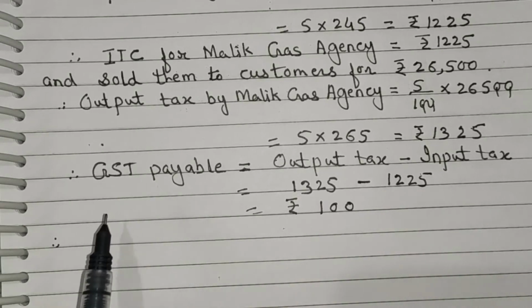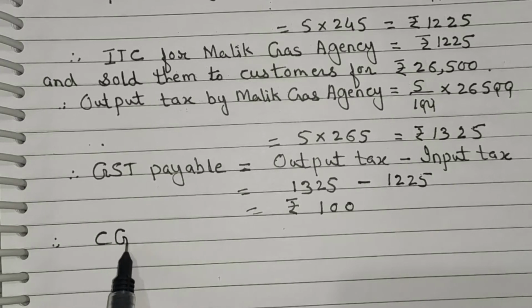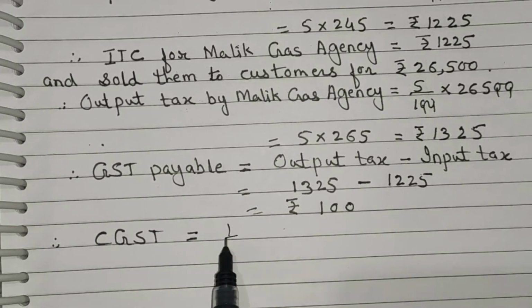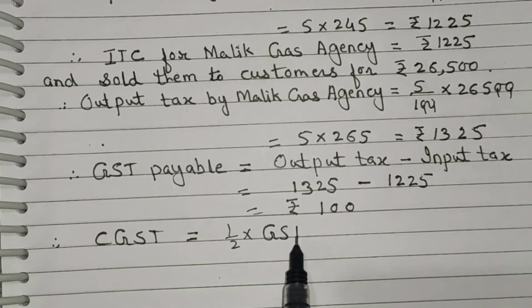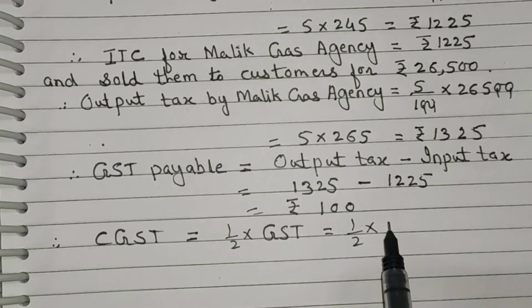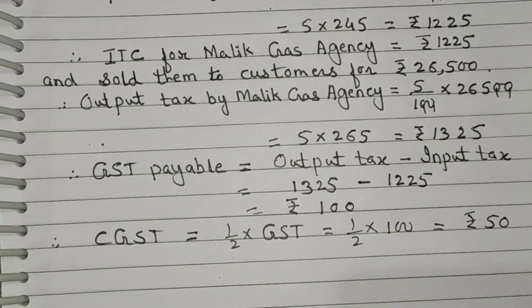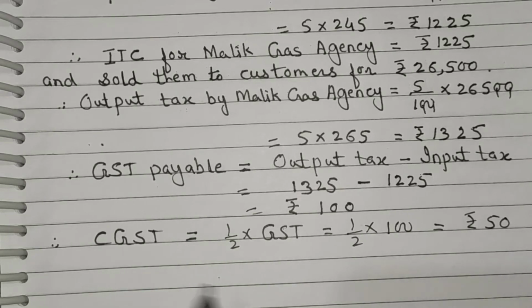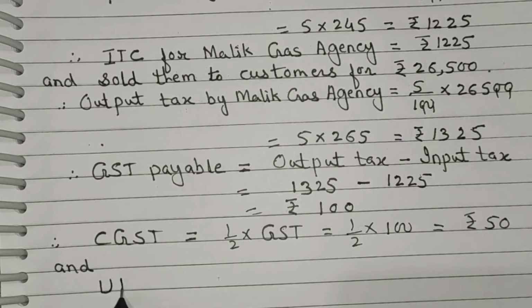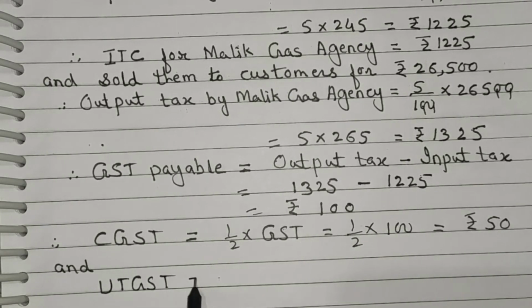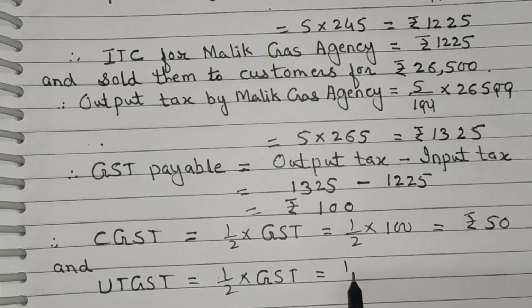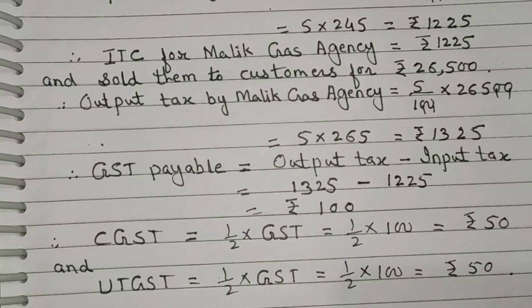Now we know that CGST is equal to half of GST, which is equal to half of 100. Now we get here rupees 50. Now the value of CGST is rupees 50. And next one is UTGST. Now UTGST is also equal to half of GST, 1 upon 2 into 100, so we get rupees 50.